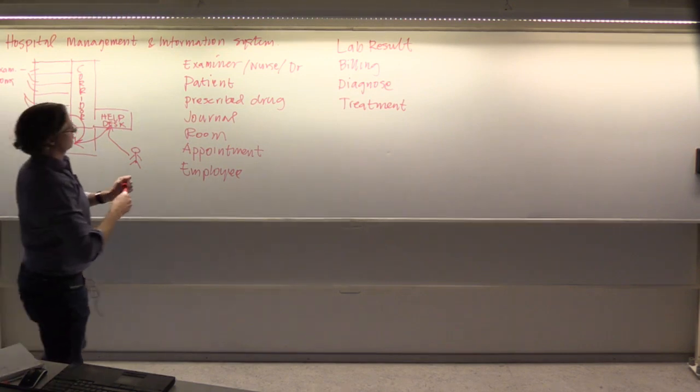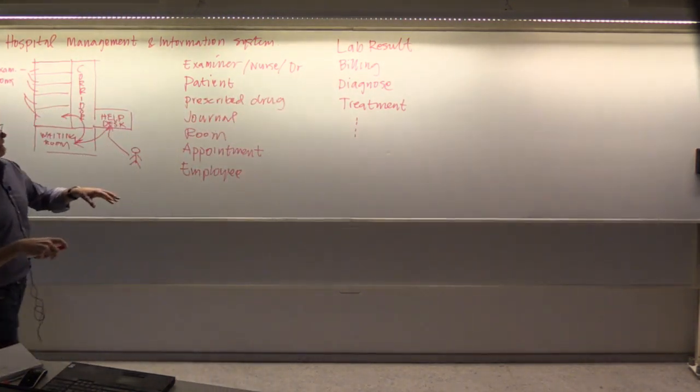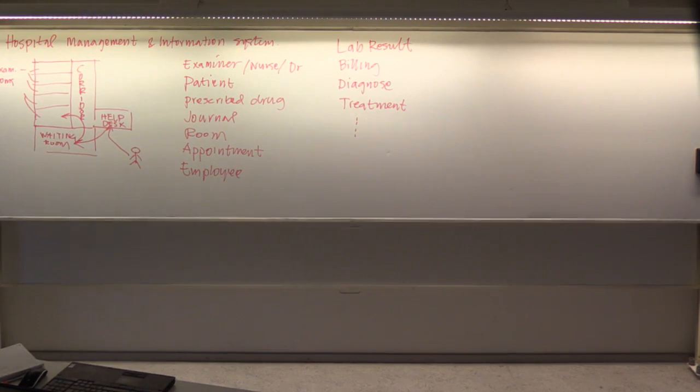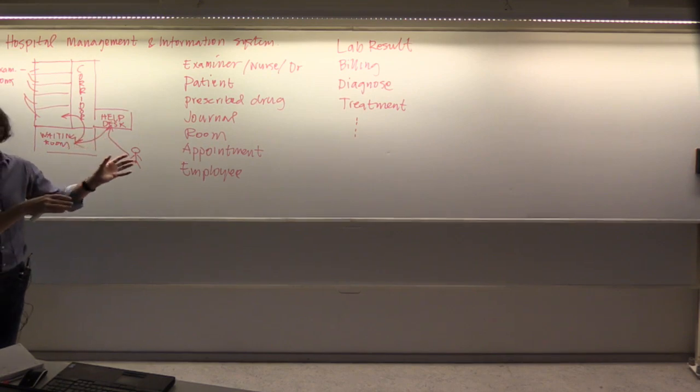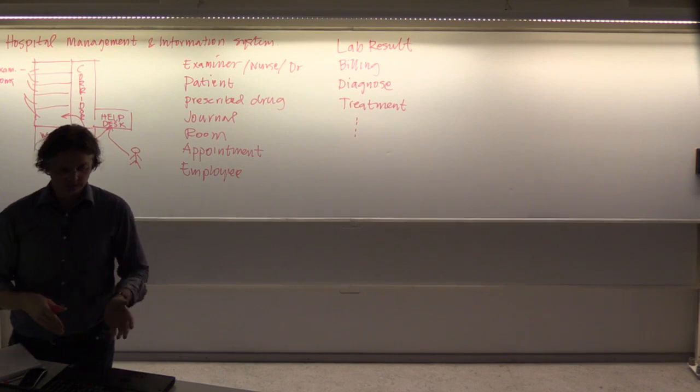And these are just a few things here. So I want you to think about these words I've written on that whiteboard and see if you can figure out a diagram for it, an entity relationship diagram.